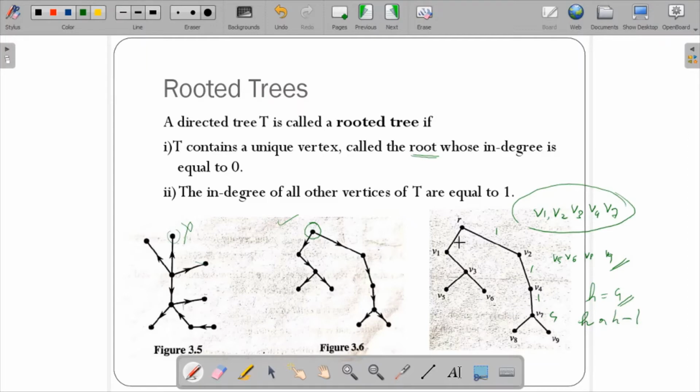So here, for the leaf nodes, either it should have the height H or H minus 1. If you see, for these two leaf nodes, V8 and V9, we have height 4, whereas for V5 and V6 we have height 3. So this is a balanced tree. This is an example of a balanced tree.